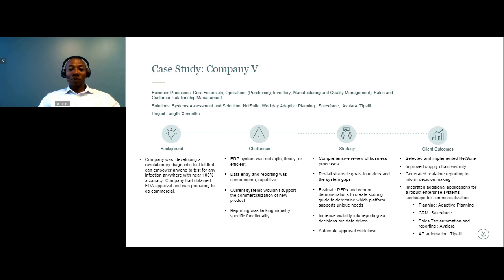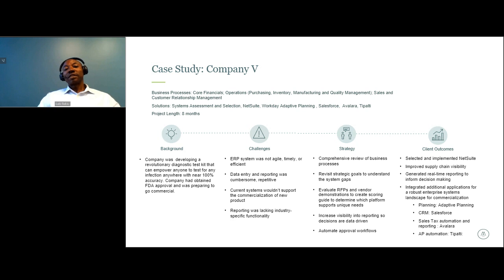And since reporting was a major challenge, the assessment strategy also focused on increased visibility into reporting so that decisions are data-driven. The assessment also focused on automation. And by the way, this was in the middle of the pandemic. So the company was compelled to automate approval workflows to remove manual processes related to document routing and approval throughout the organization.